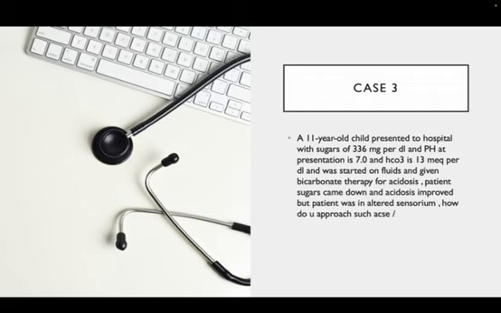Patient sugars came down and acidosis improved, but the patient was in altered sensorium. How do you approach such a case? So as we discussed previously, DKA has 3 things: sugars more than 250, matching that case; pH less than 7.3, matching that case; urine ketones though not mentioned, since 2 are present, already we managed.